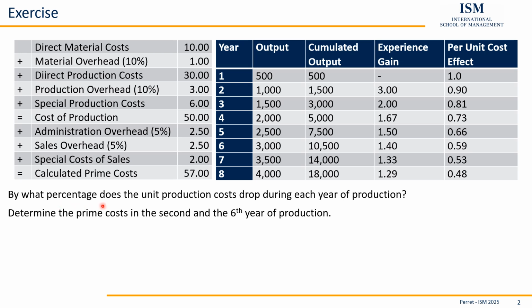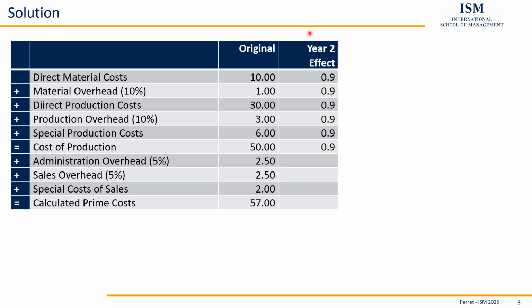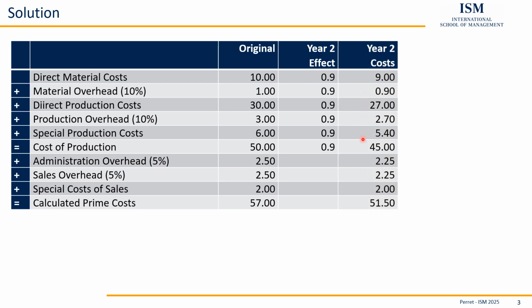For the second part of the exercise, I need to adjust prime costs to the reduced per unit costs. What does this mean? It means we first copy this cost calculation, the original cost calculation, then start with year 2 and consider the cost saving effect in year 2. So we have a multiplier of 0.9, multiply everything related to production with this multiplier of 0.9, giving us then those adjusted values up here and respectively new costs of production.